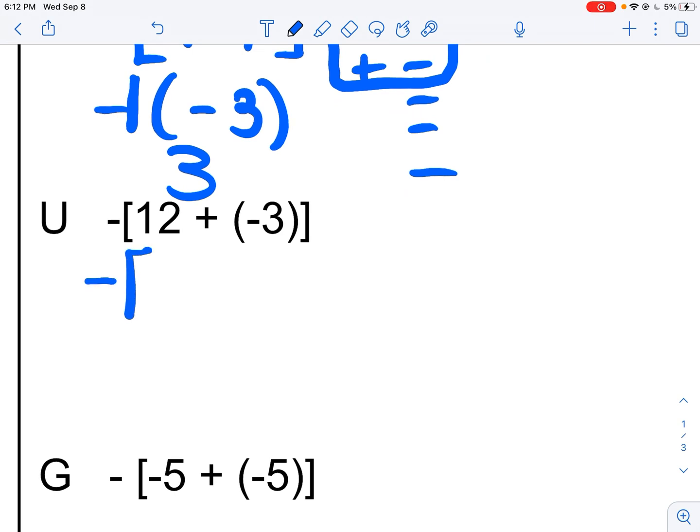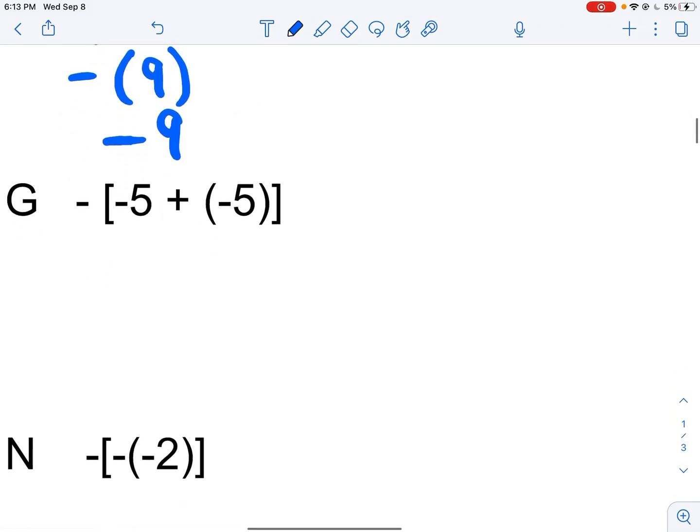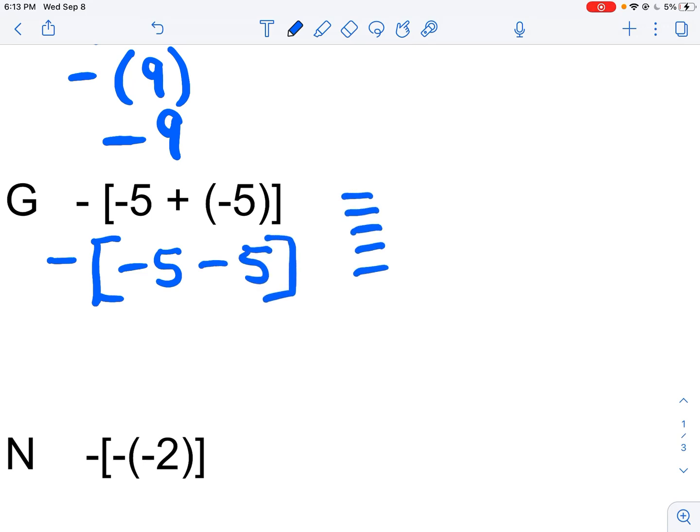Again, I'm going to do what's inside the parentheses. 12 minus 3. If I have 12 and I take away 3, I'm left with 9. So that's going to give me a negative 9. So here, I have negative 5 minus 5. I have 1, 2, 3, 4, 5 negatives, and I have 5 more negatives. How many negatives do I have? Nothing cancels out. I have 10 negatives. The opposite of a negative 10 is a positive 10.